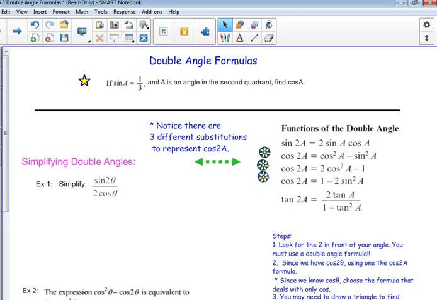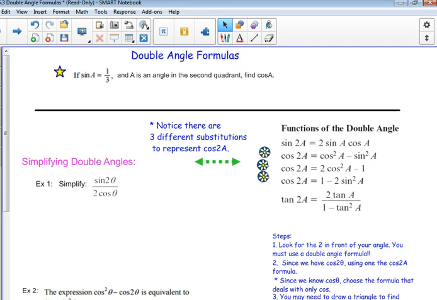The double angle formulas are what we're working with today. It has a lot to do with the same kind of ideas as what we did with the sum and difference, about plugging things in. If I gave you something like sine A is 1/3 and A is an angle in the second quadrant, find the cosine of A. What do you have to draw to figure this out?